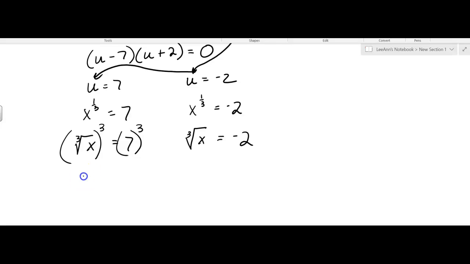So in this first equation, I get x equals 7 to the 3rd power. Well, I'm pretty sure it's 343. And then the other equation, I'm going to raise to the 3rd power, so I get x equals negative 2 cubed, which is negative 8.